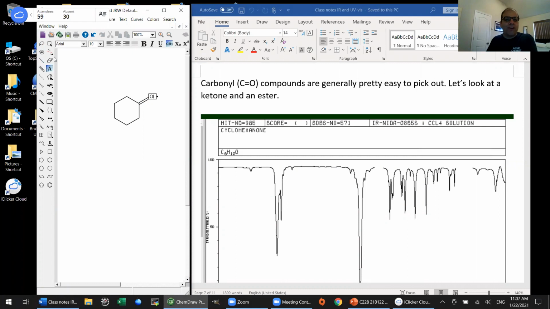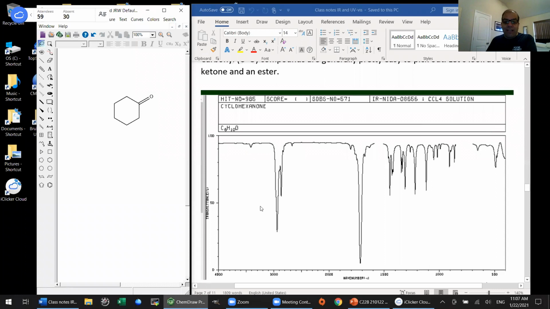There's your cyclohexanone. We haven't officially learned how to name ketones yet, but I think that name will shock no one. Cyclohexane, cyclohexanone. So that's the structure of cyclohexanone. So what have we got here? Well, we've still got CH stretches below 3000 wave numbers, as we would expect, since we've still got these 5 CH2s over here.